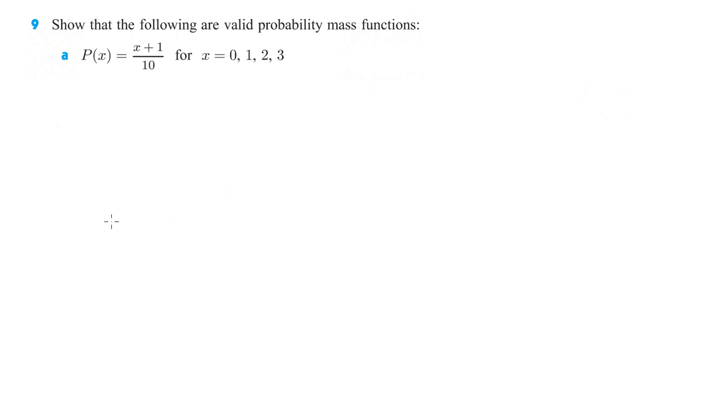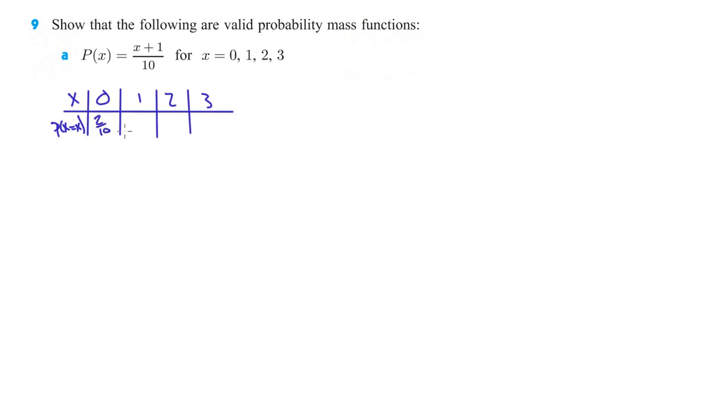Okay? All right. Moving on to number 9. Show that the following are valid probability mass functions. Probability of x equals x plus 1 over 10 for x equals 0, 1, 2, and 3. So really what we want to do is just plug each of those numbers in right there. We can make ourselves a little table here. X, and then probability of x equals x. So we can do 0, 1, 2, and 3, right?